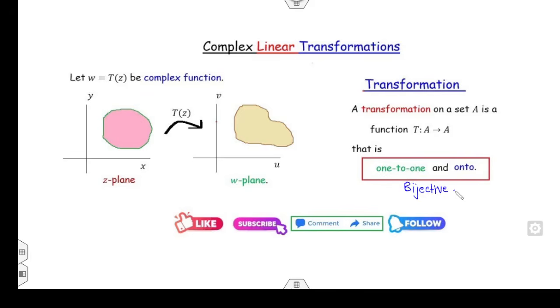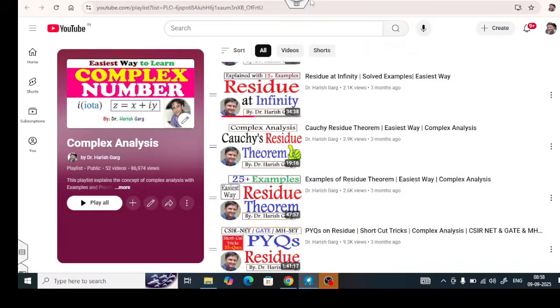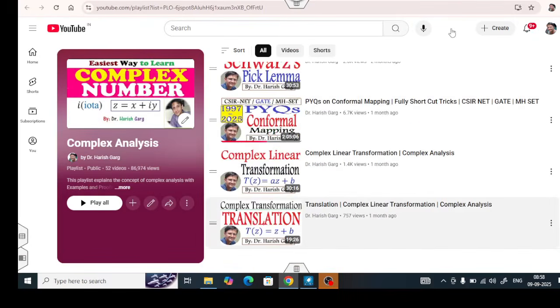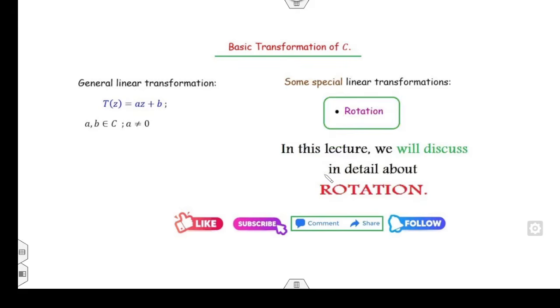Now, as we have seen in the linear transformation, particular kinds of linear transformations are categorized as translation, rotation, dilation and so on. The concept of translation we already discussed in our last lecture. Now in this lecture we will cover the concept of rotation.